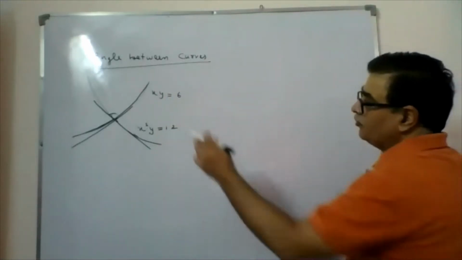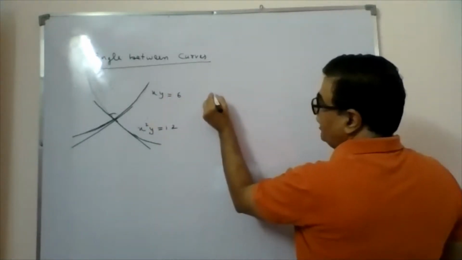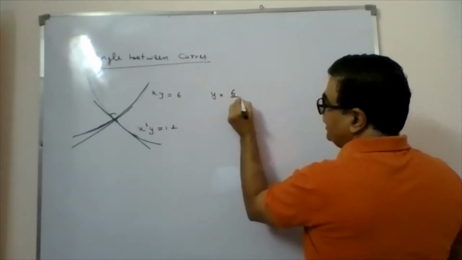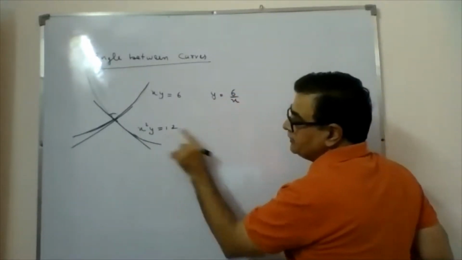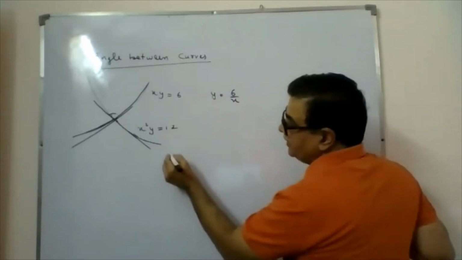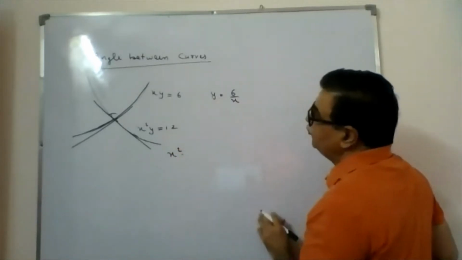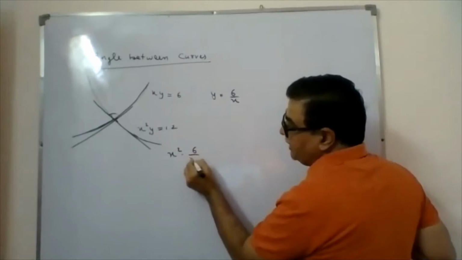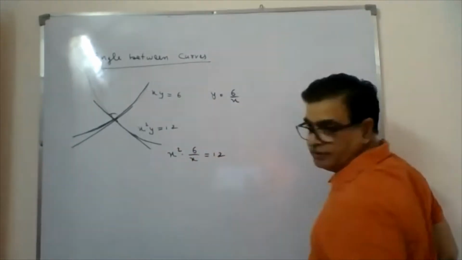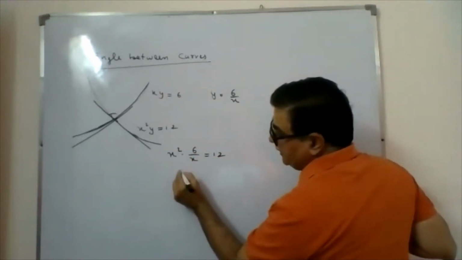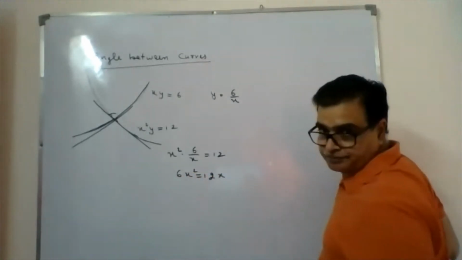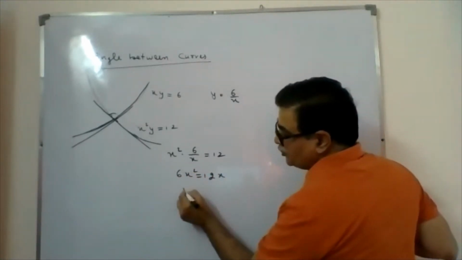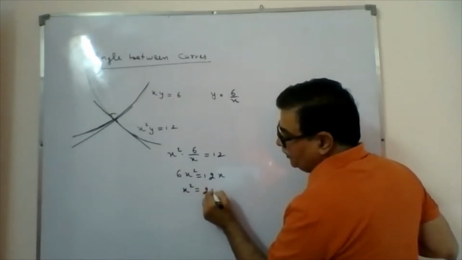For that, we calculate y from here, that is 6 by x. This y I will place here. Then it comes out to be x square into y, and y is 6 by x, will be 12. Or I should say 6x square will be 12 of x. Or I should say x square will be equal to 2x.